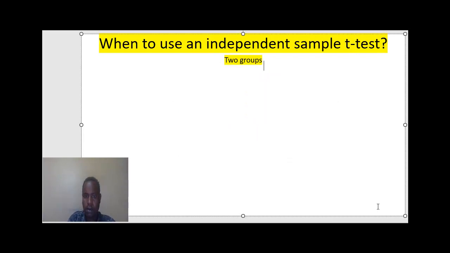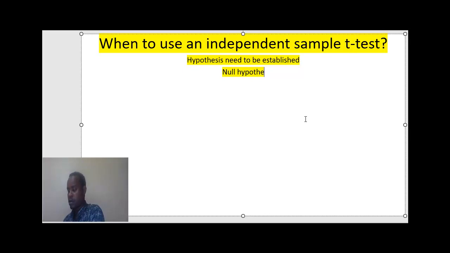Let me look, or like that. Hypothesis is necessary. Hypotheses need to be established. And two hypotheses, like null hypothesis and alternate hypothesis.